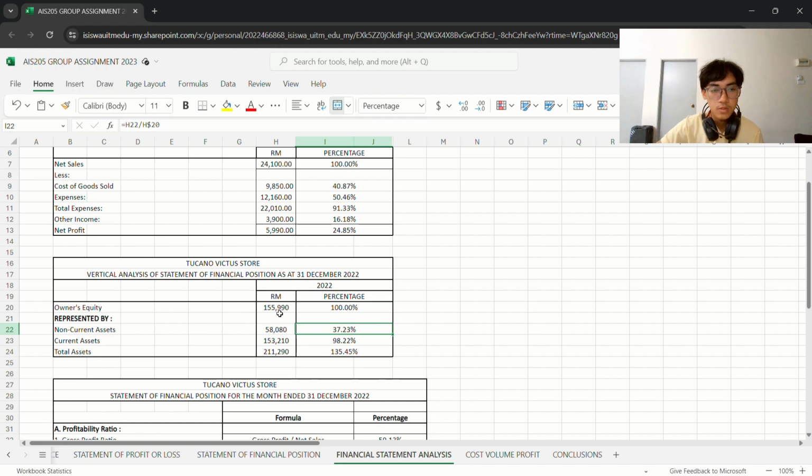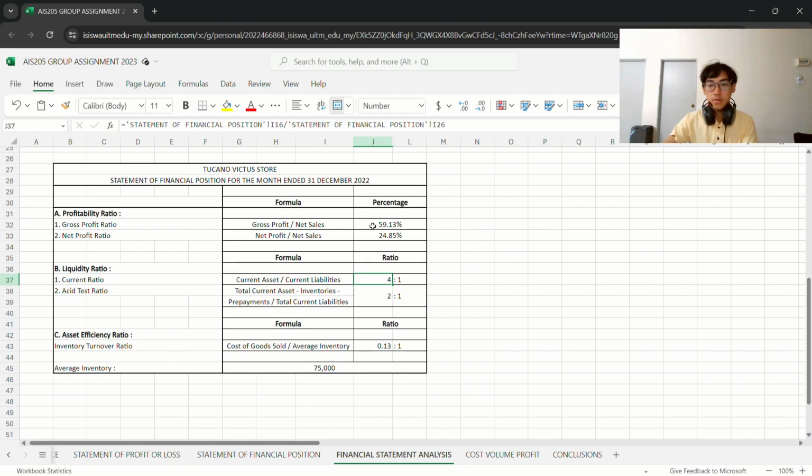37.23% of our owner's equity, which is 58,080 ringgit, while the current asset is 98.22% of the owner's equity, which is 153,210 ringgit, while the total asset is 135.45% of the owner's equity, which is higher than the owner's equity, and the amount is 211,290 ringgit. So that is for the vertical analysis of the statement of financial position.